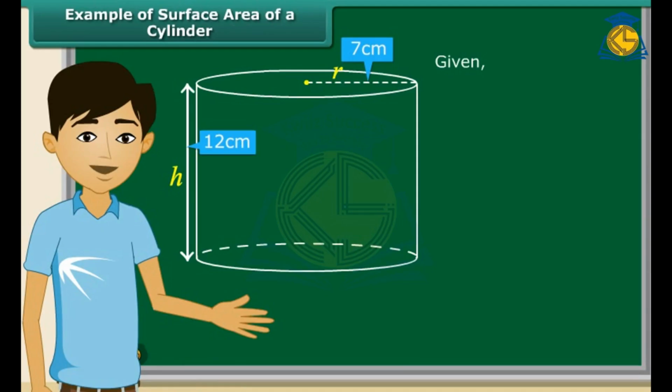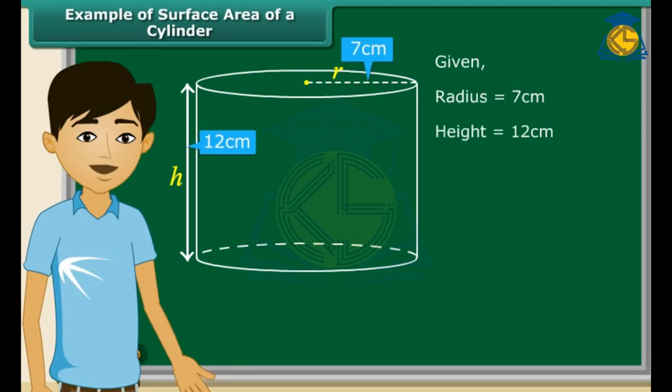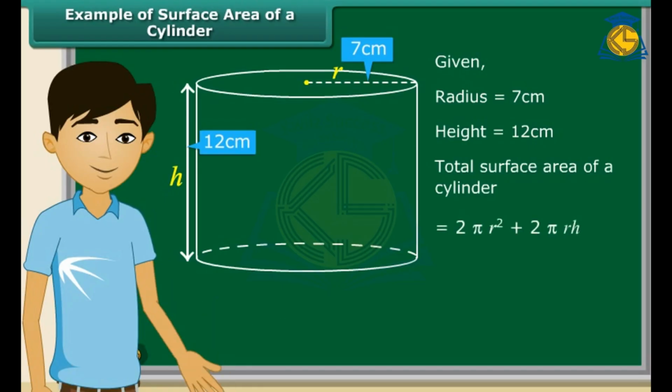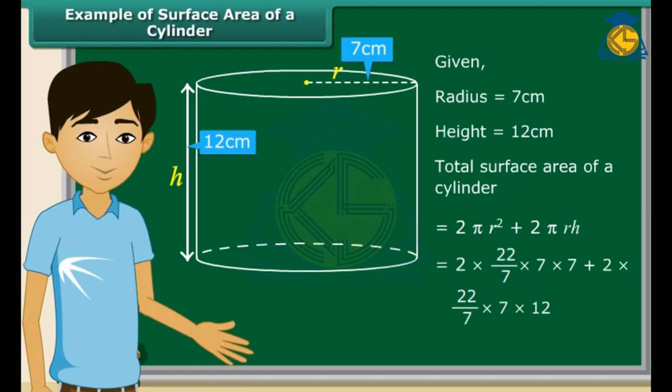It is given that this cylinder has radius equal to 7 centimeters and height equal to 12 centimeters. Do you remember the formula for calculating the total surface area of a cylinder? Yes, it is equal to 2πr² + 2πrh. Now substitute the values in this formula.